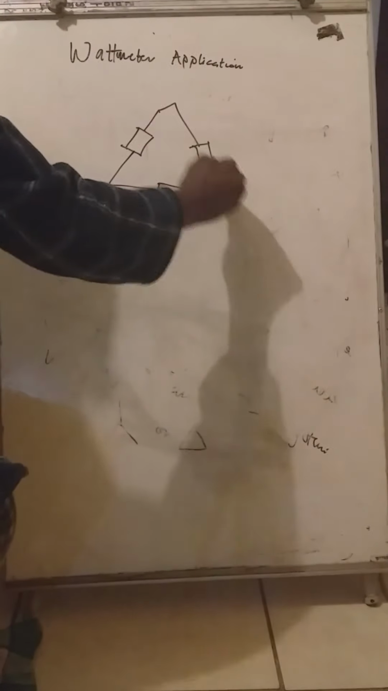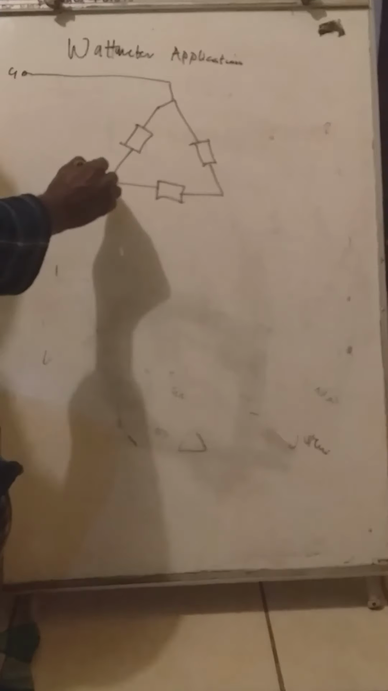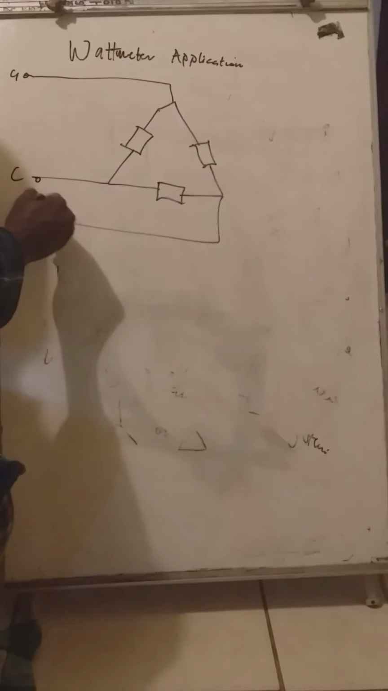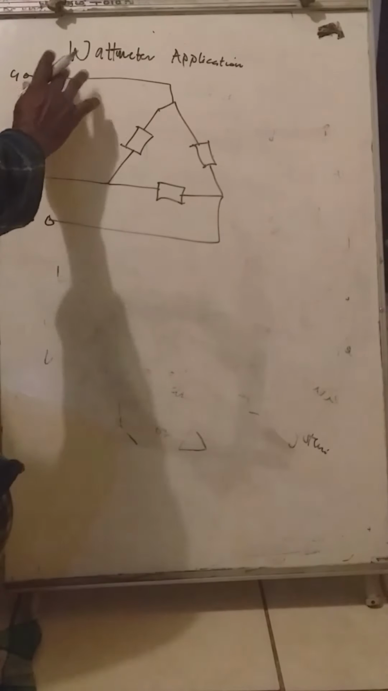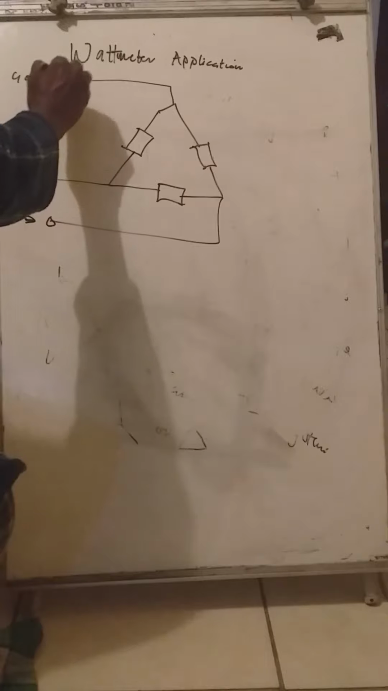This is a delta connected system. This is line A, C, B. And let us put our wattmeter first in line A.